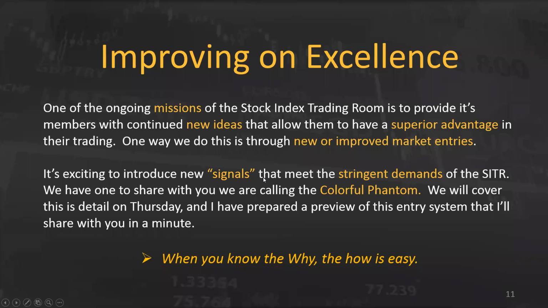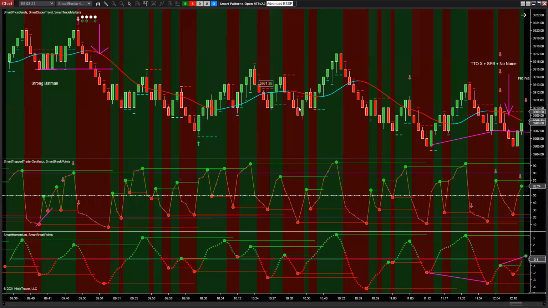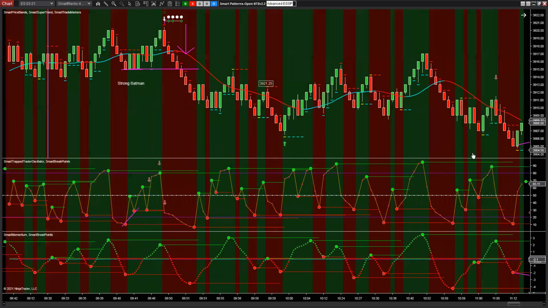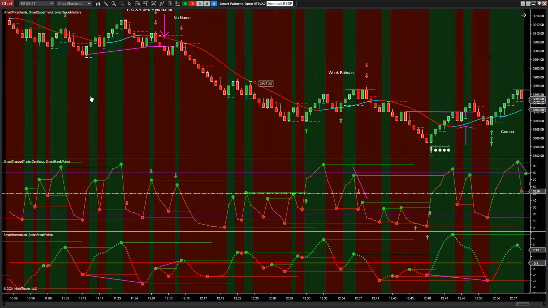We've got a new signal called the colorful phantom, and it picks up where our combo signal that I showed you, the powerful results for the combo signal, left off. We were missing some because of Trap Trader Oscillator, the market was so strong. Let me find a really good move. Here we go. So here we're overvalued up here in the 39.12 area. We don't get overvalued again until the 95. That's 17 points. That's unacceptable not to get an entry with that.